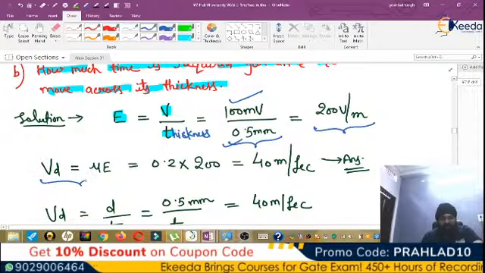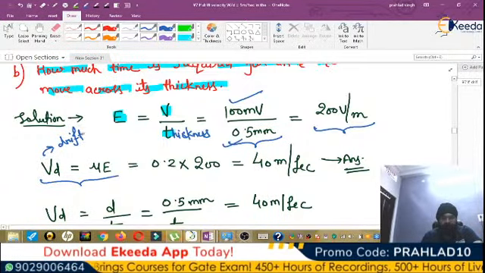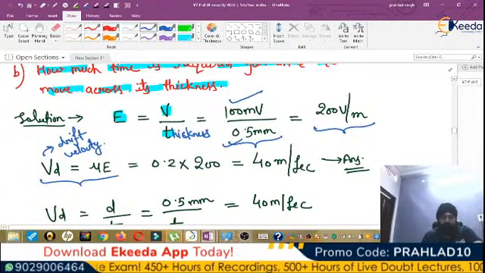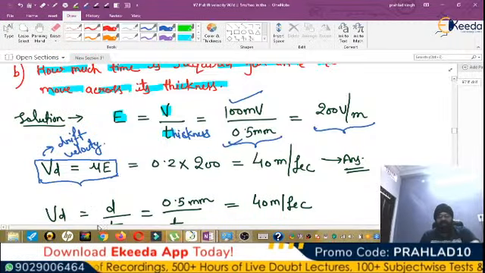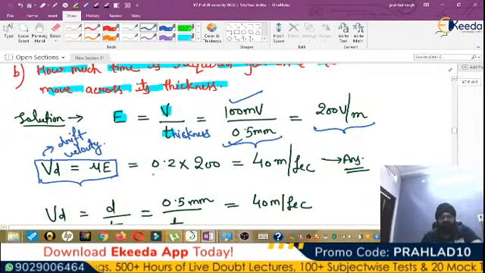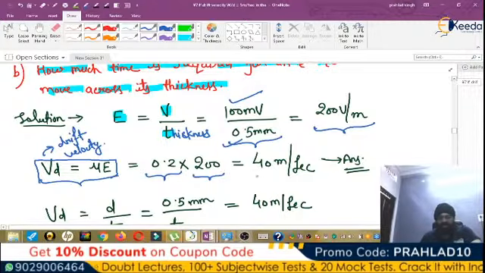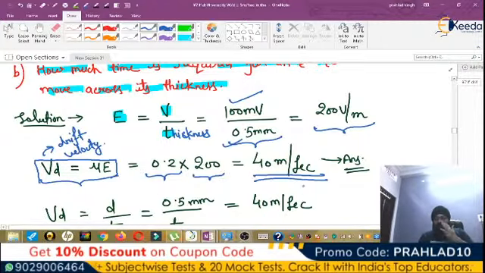So the drift velocity, Vd, is mobility times electric field. Mobility is given as 0.2 and electric field is 200. So this is 40 meter per second.